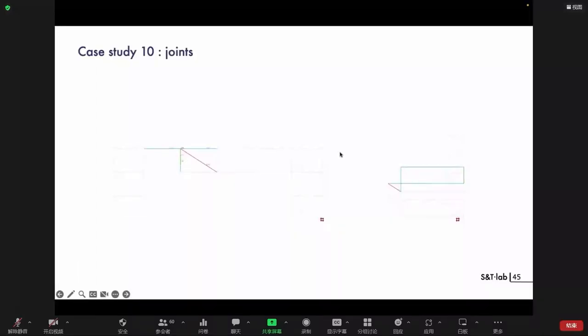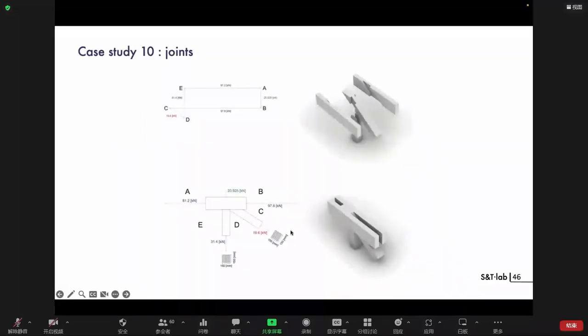Eventually, based on the graphic statics diagram, timber joints can be designed according to applied forces, because of this capability of the software.